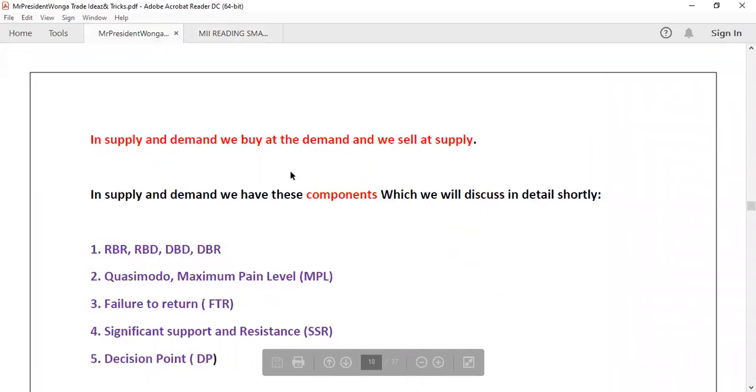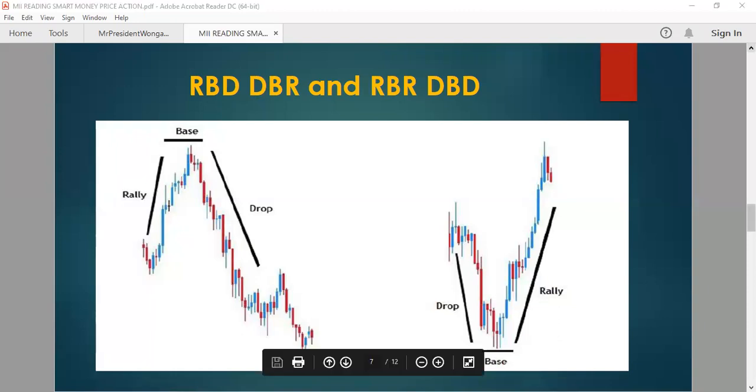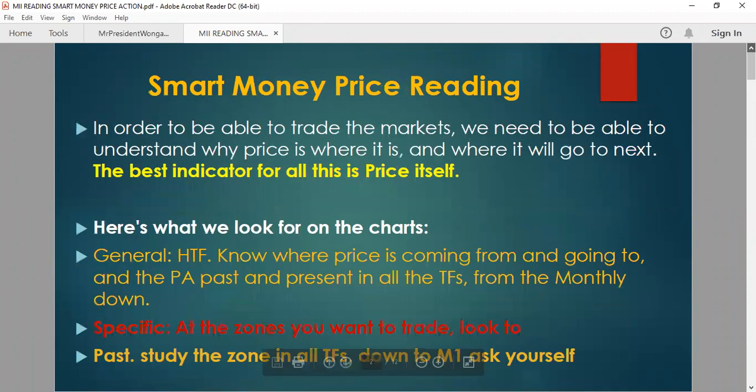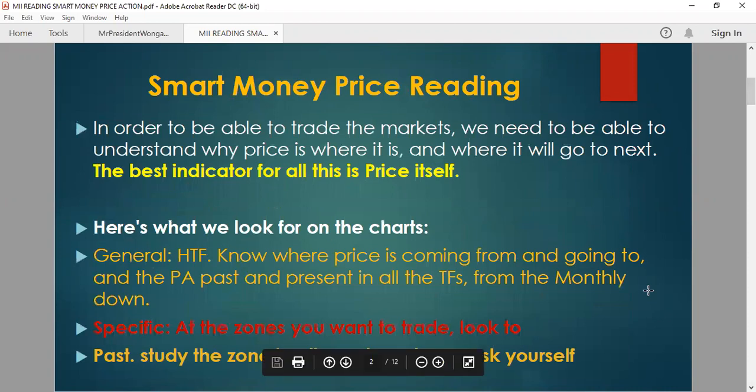Okay, when it comes to trading price action, first is being able to read price action. The reason to read price action is because, in order to trade the market, you need to be able to understand why a price is where it is and where it will go next. And obviously, the best indicator is the price itself.